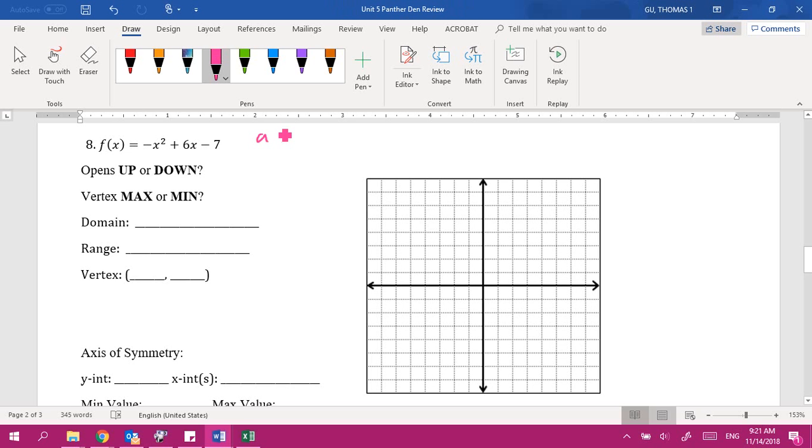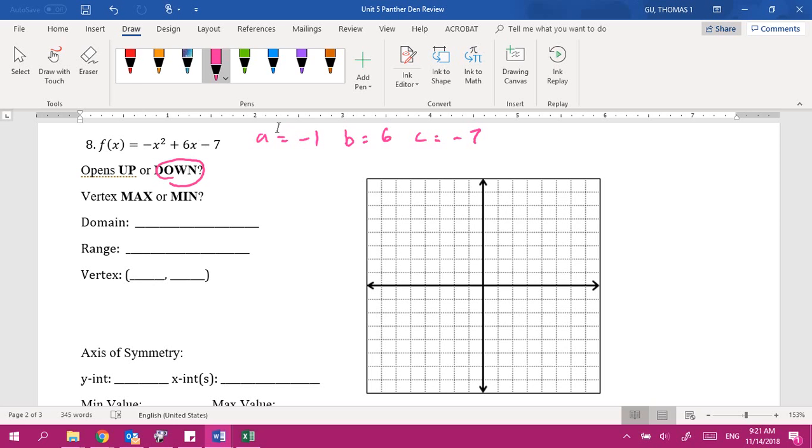What is A here? It's not 1. -1, that's right. That's very important. What is B? 6. And what is C? -7, right. So the A value, if it's negative, it opens down. So this one opens down because A is negative.